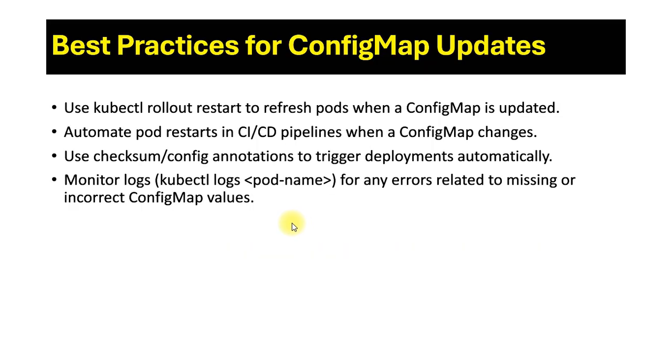Now we will talk about the best practices for ConfigMap updates. First, use kubectl rollout restart to refresh pods whenever a ConfigMap is modified or updated. Second, automate pod restart in the CI/CD pipeline whenever ConfigMap changes happen. Third, you can use a checksum annotation. Fourth, you have to monitor the logs for any errors related to missing or incorrect ConfigMap values. So that's how basically you can rectify the ConfigMap issue.